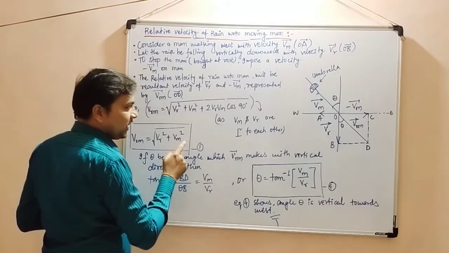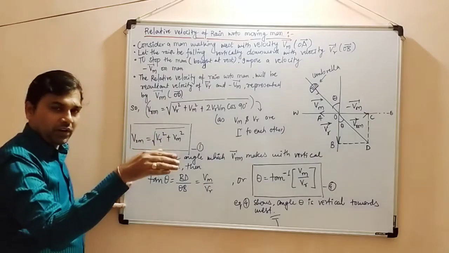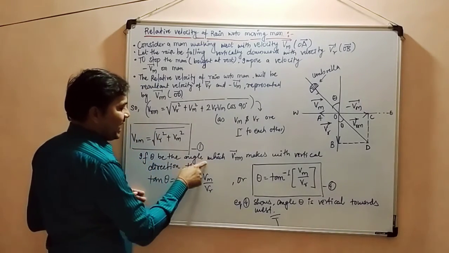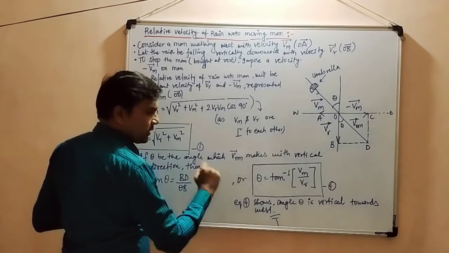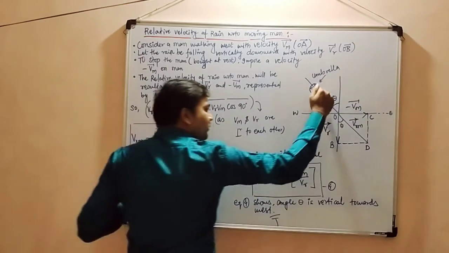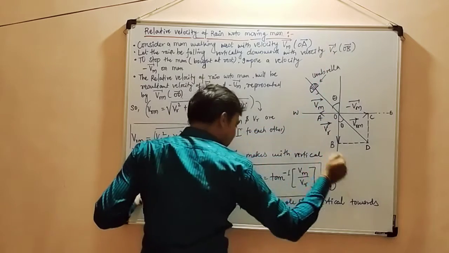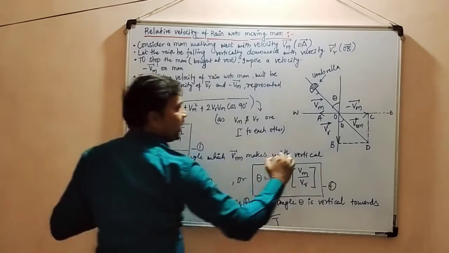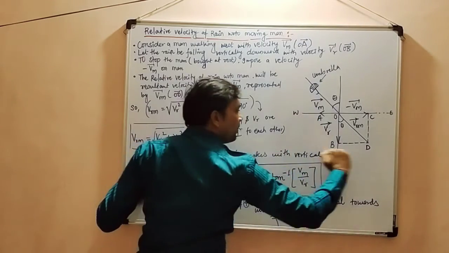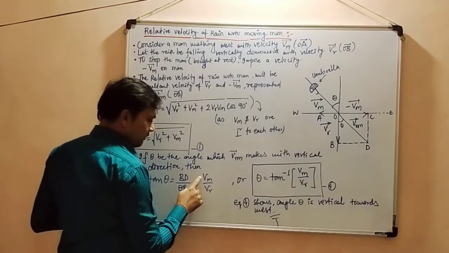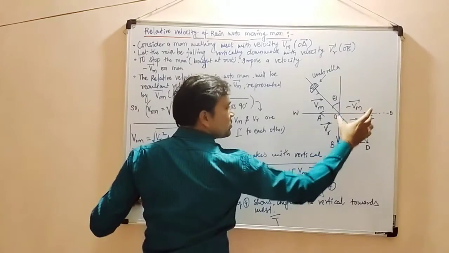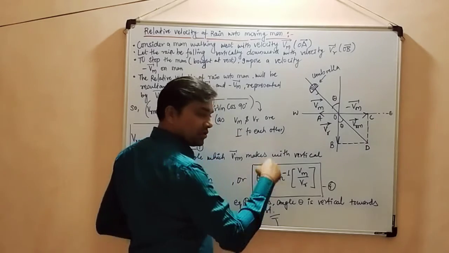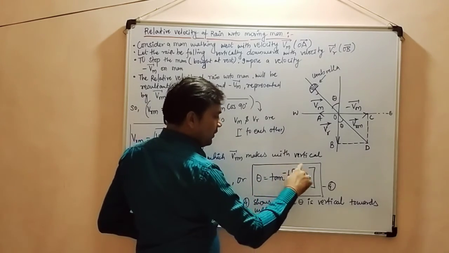Now the theta, what will be the direction of the rain falling on the man? For this we have to find out, if theta is the angle which Vrm makes with the vertical direction, tan theta is equal to BD upon OB, perpendicular by base, Vm by Vr. This is equal to Vm, this is equal to Vr. Or theta is equal to tan inverse Vm by Vr.